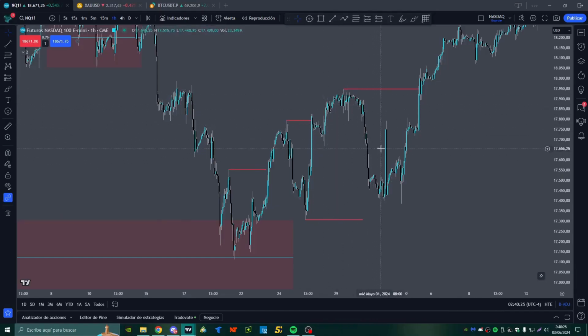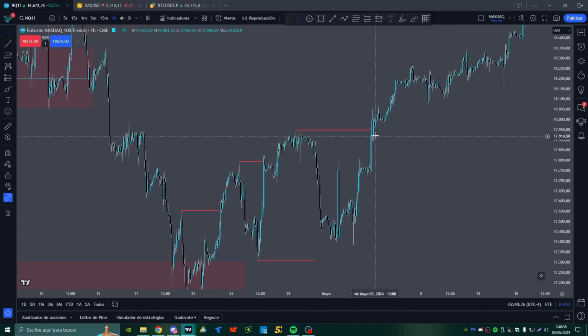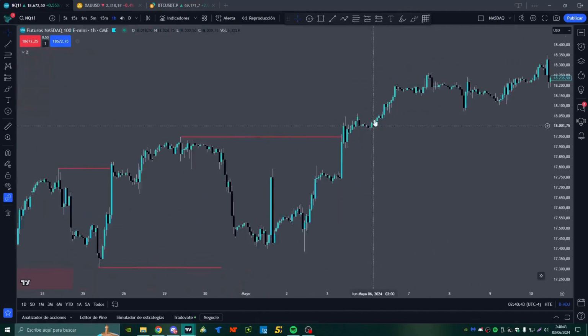But this wasn't a valid pullback. So this isn't a trend change in this time frame. Maybe it was in a smaller time frame, yes, but not in this time frame. So here is our other high. Just here. Look here again. There was no valid pullback.